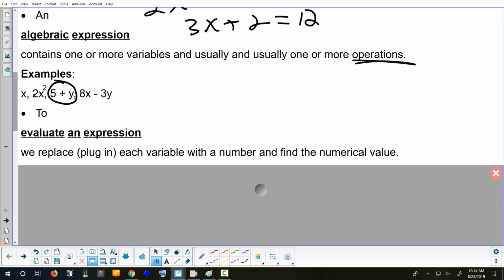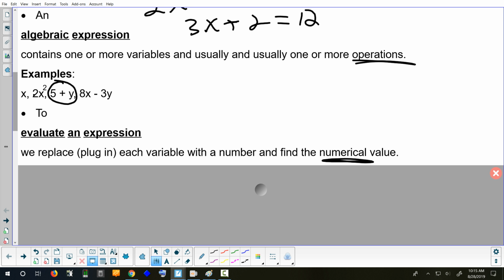Exactly. So the next thing has 3 blanks. To evaluate an expression means you plug in a number for the letter. What number? Whatever number they tell you. They'll tell you the number to plug in. And evaluate means you're usually looking for a numerical answer.